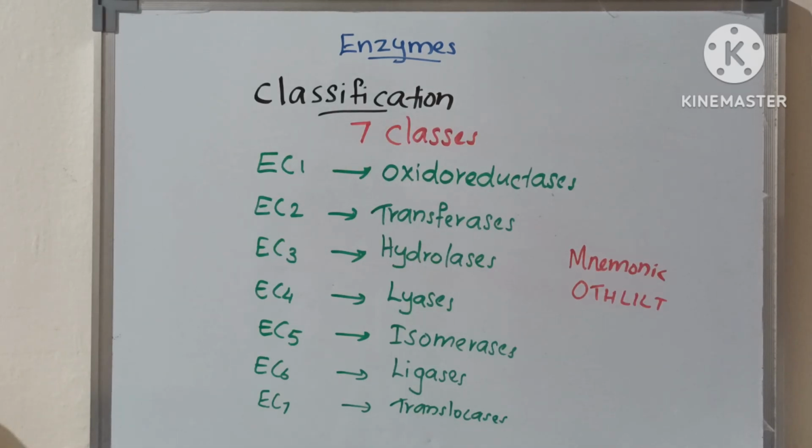According to IUBMB, enzymes are classified into 7 major classes, that is from EC1 to EC7. So EC1 is oxidoreductases, EC2 is transferases, EC3 hydrolases, EC4 lyases, EC5 isomerases, EC6 is ligases and EC7 is translocases.